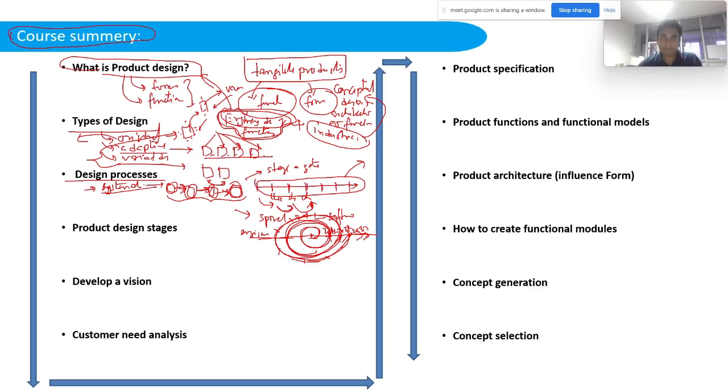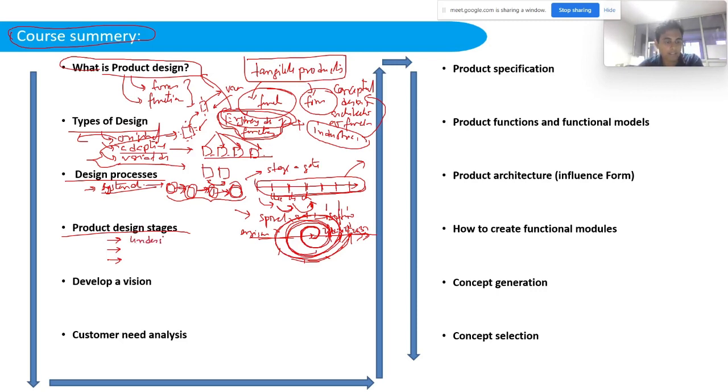However, in a software design which uses the spiral design process, we can actually sell something half done if it does not have any bugs. Okay, so that's the difference between a tangible product design process and a software or non-tangible design process. And then we discussed various product design stages. So basically there are three main product design stages. Those can also be broken down into several design stages, but the basic is three.